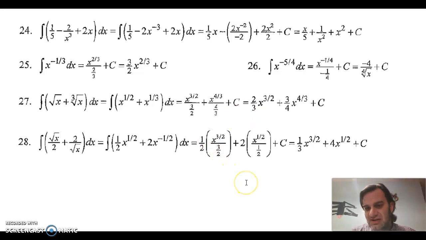But there's some other examples here. Just take your time going through them. Make sure that you follow them and understand them, and let me know if you don't.